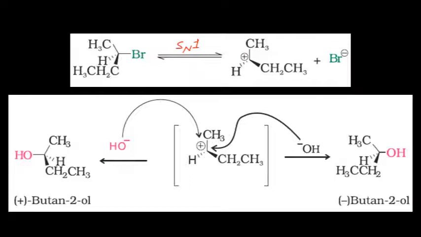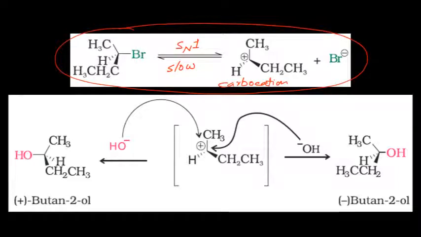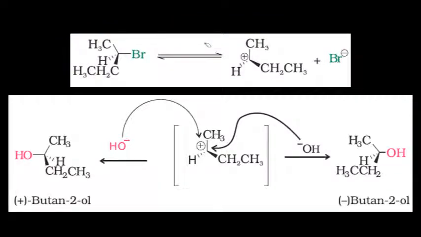In SN1, first the carbocation is formed. We talked about how this step is very slow, and that's why this step decides the rate of the reaction. Only one step decides it, that's why the name SN1. One stands for unimolecular, meaning one molecule, that is the halide, decides the rate of the reaction. So here the carbocation formed is actually planar. This is a planar molecule. It's just in a plane.